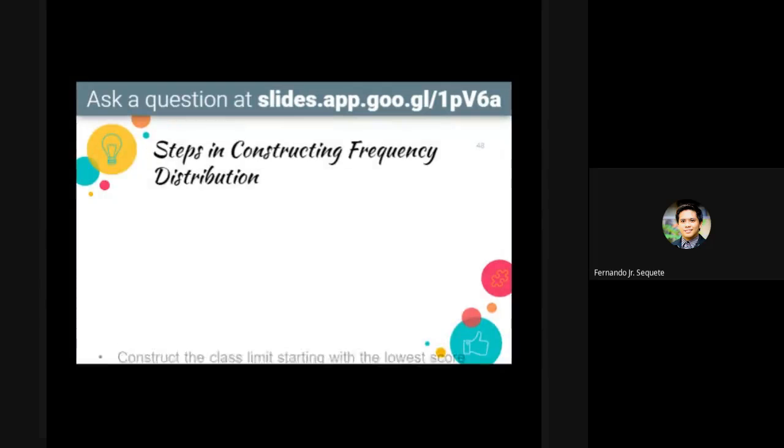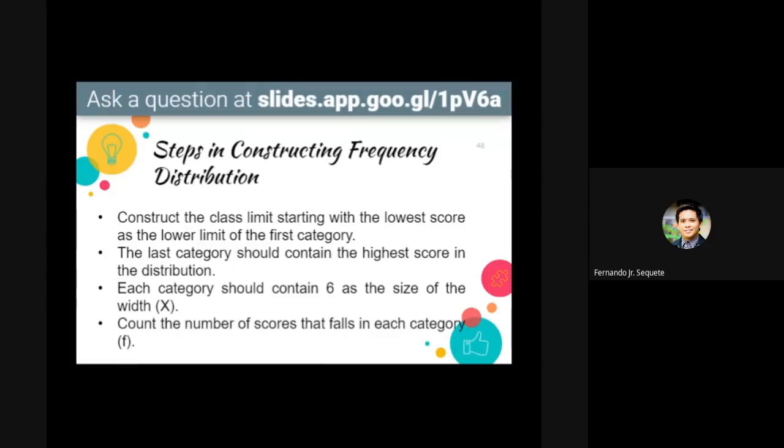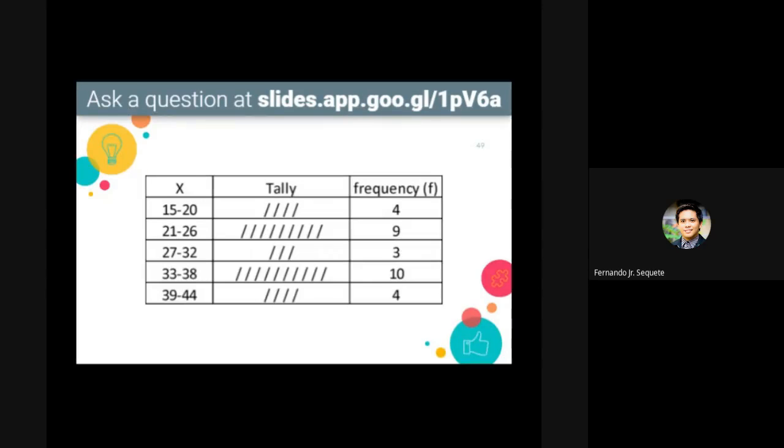Ang ibig sabihin, you have to construct the class limit now, starting with the lowest score as the lower limit of the first category. And then the last category should contain the highest score in the distribution. Para mas maintindihan ito, children, ang sinabi kanina sa first bullet, construct the class limit starting with the lowest score. So ang lowest score natin is 15. So siya dapat ang mailagay dito.